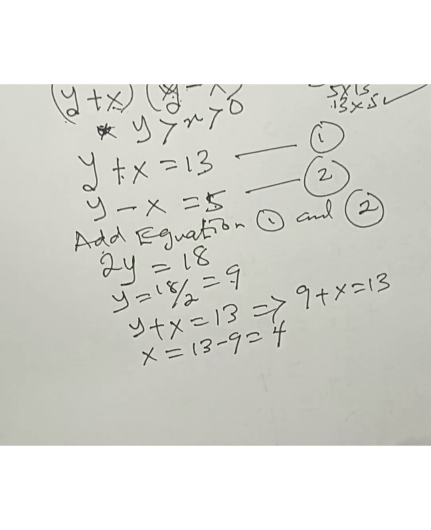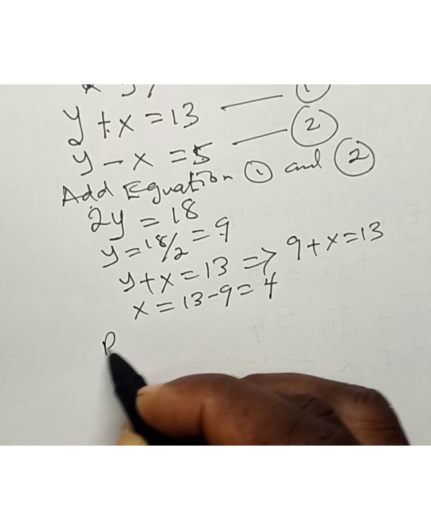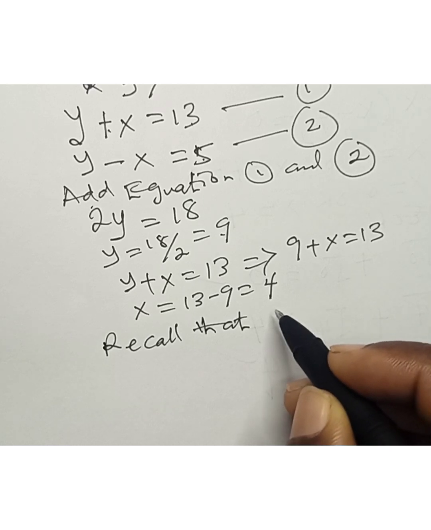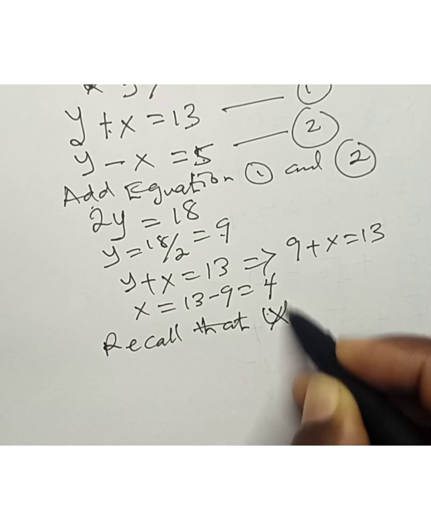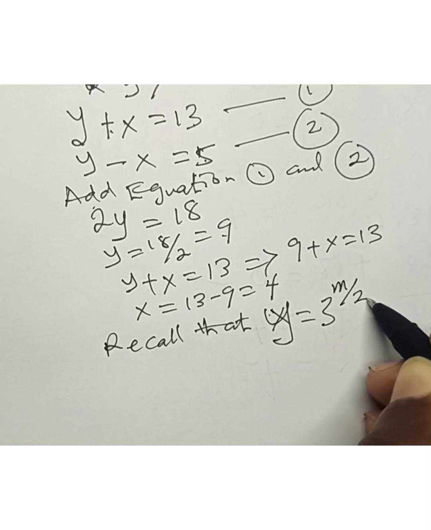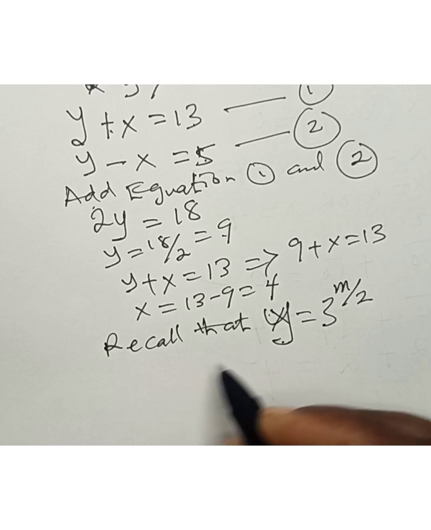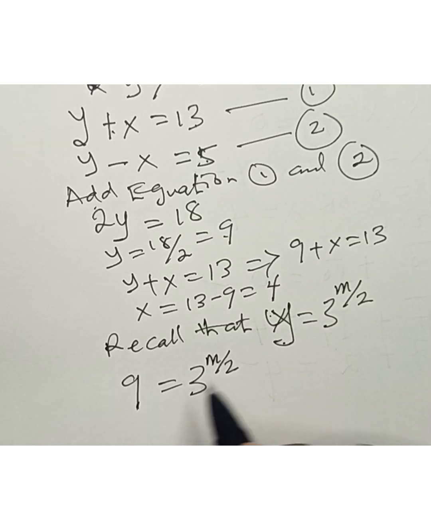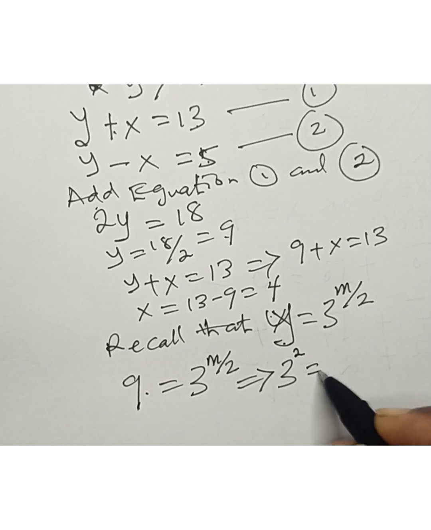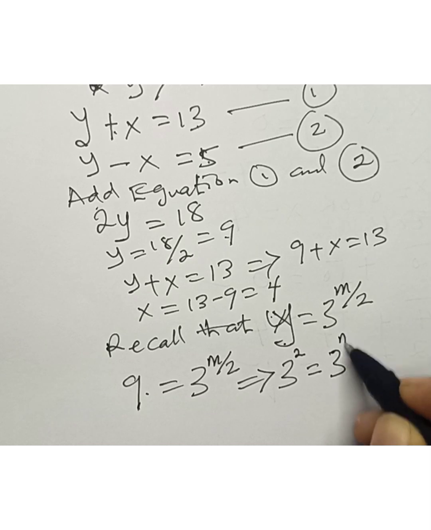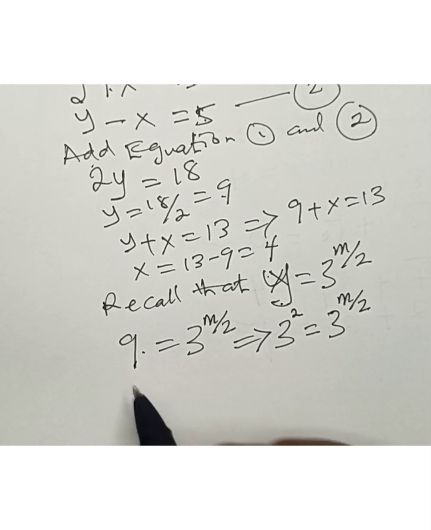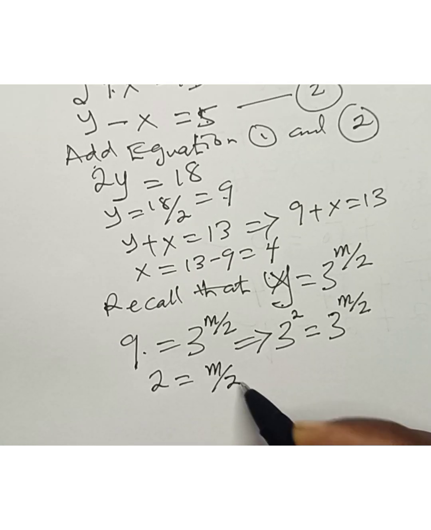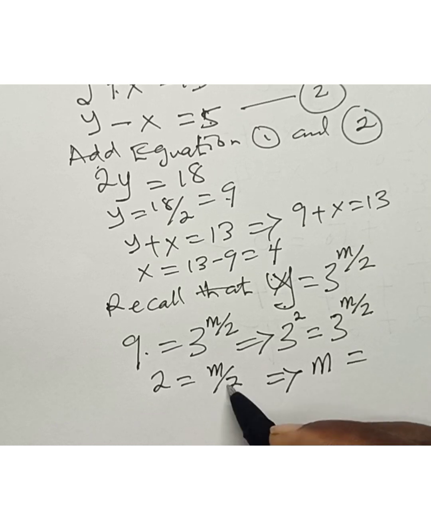But remember, recall that we're asked to find m. So recall that the first thing we did was to let y equal 3 raised to power m over 2. And since our y is 9, we have 9 equals 3 raised to power m over 2. This implies that 3 raised to power 2, which is 9, equals 3 raised to power m over 2. So if we equate the powers now, 2 equals m over 2. This implies that m equals 2 times 2, 4.